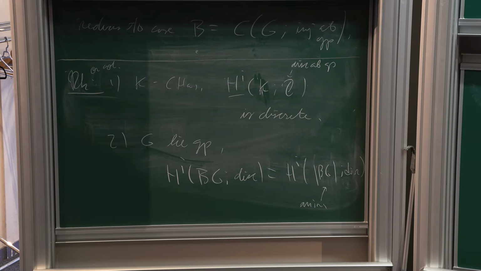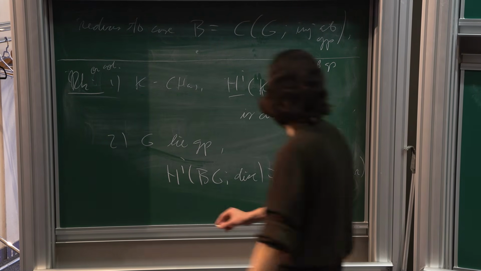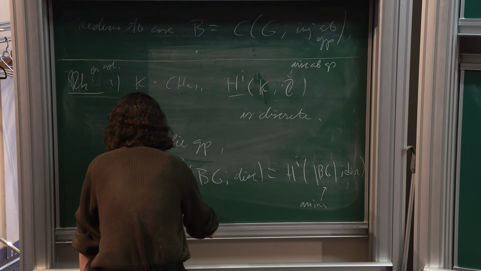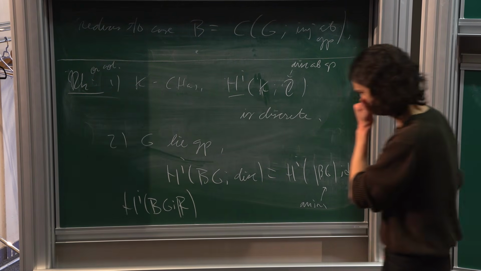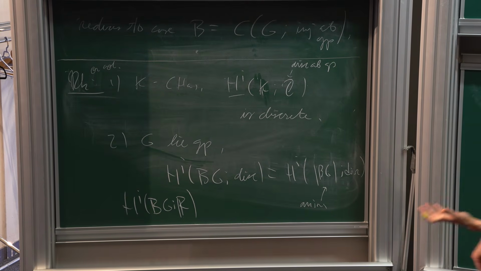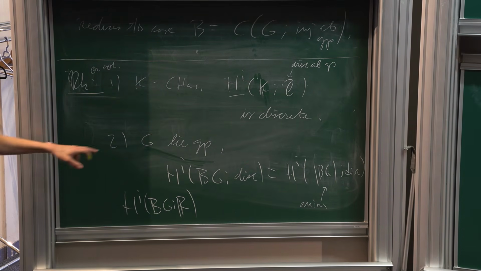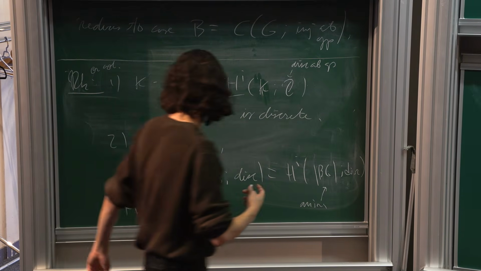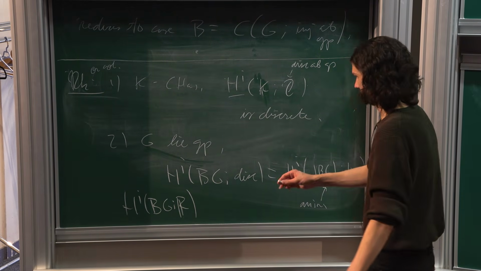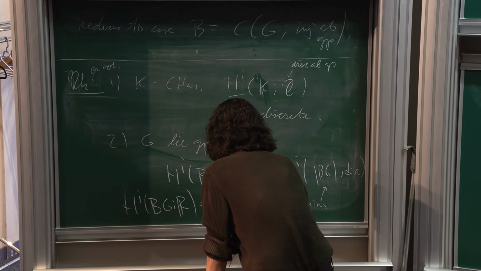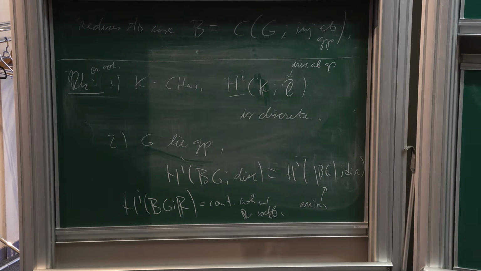But if you do it with R coefficients, let's say G is a countable union of compact sets, just to be safe, then this is the usual continuous cohomology with R coefficients, as occurs in Van Est's theorem, for example.